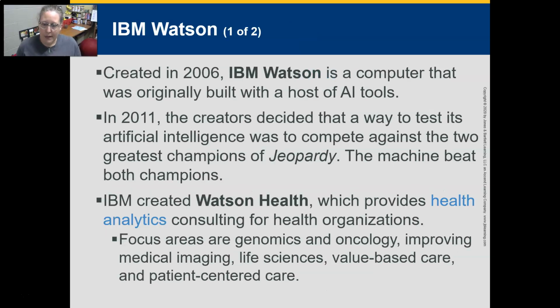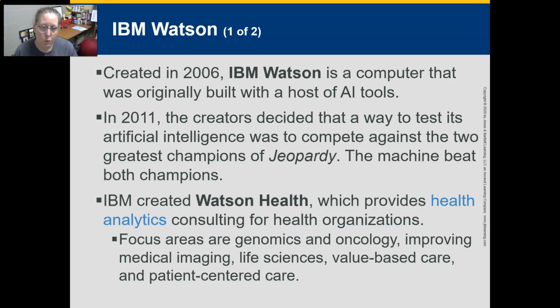Okay, lastly, we're going to talk about IBM Watson. It was created in 2006. It is a computer that was originally built with a host of AI tools. In 2011, the creators decided that a way to test its AI was to compete against the 2 greatest champions of Jeopardy, and the machine beat both champions.